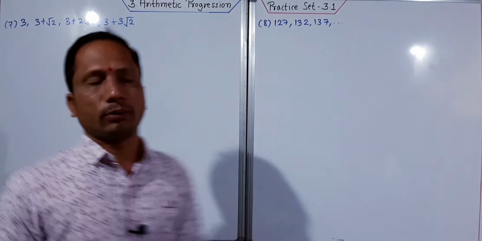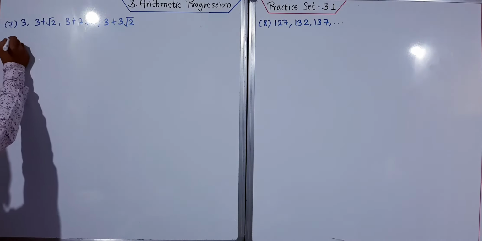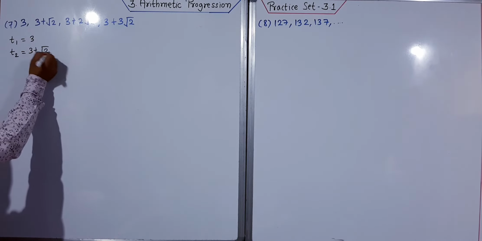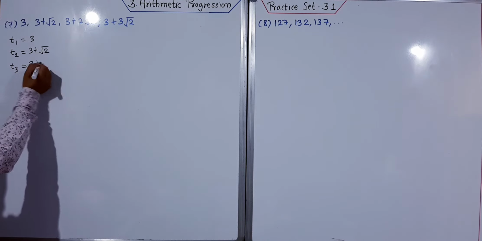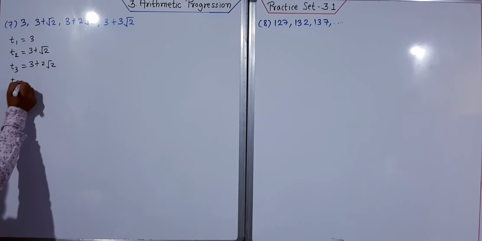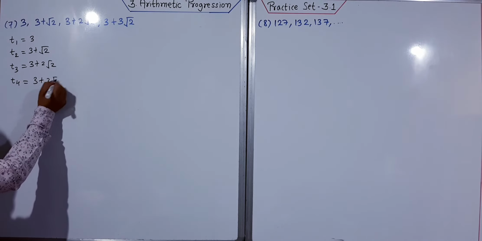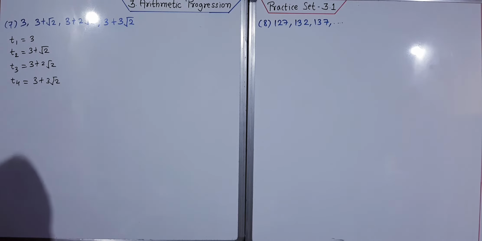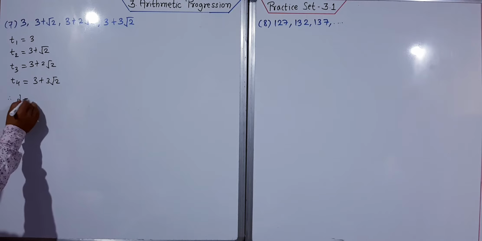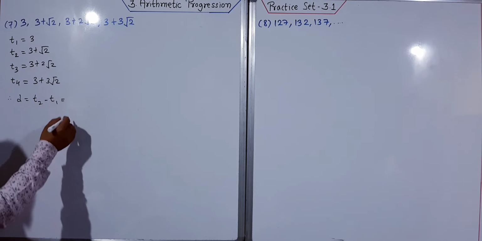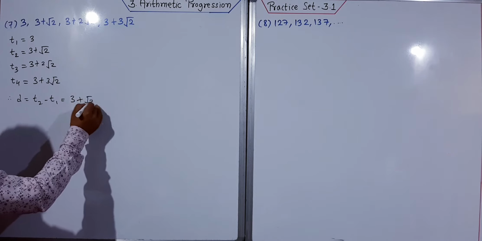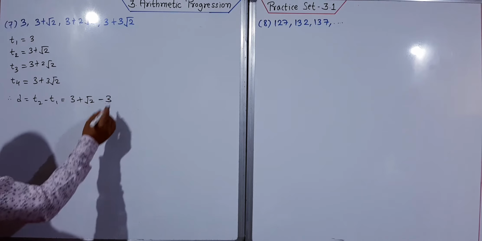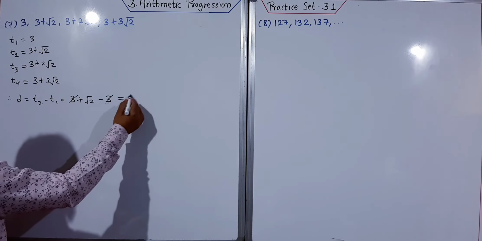So we'll solve problem number 7 and problem number 8. First we'll write the given terms: T1 is 3, T2 is 3 plus root 2, T3 is 3 plus 2 root 2, and T4 is 3 plus 3 root 2. So these are the given terms. Now the common difference D is equal to T2 minus T1, which is equal to 3 plus root 2 minus 3. This 3 and this 3 get cancelled, root 2.